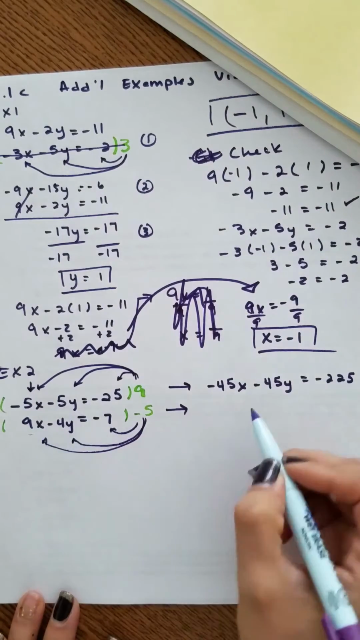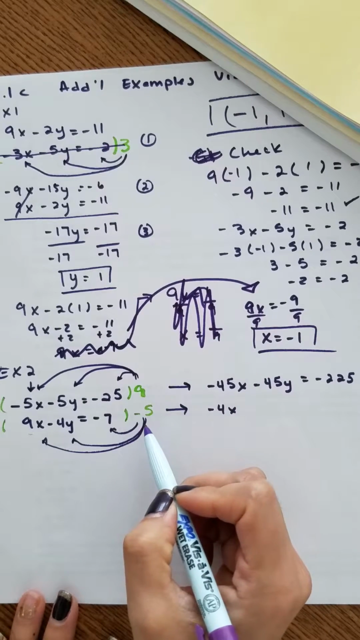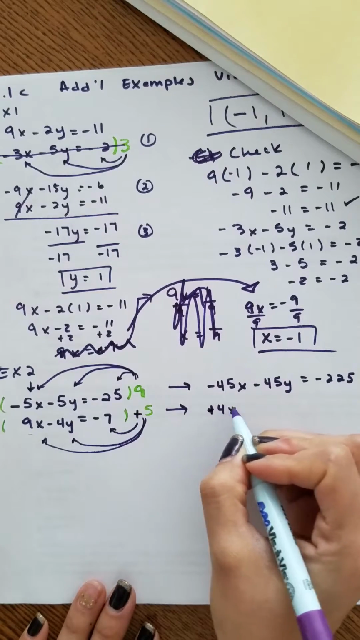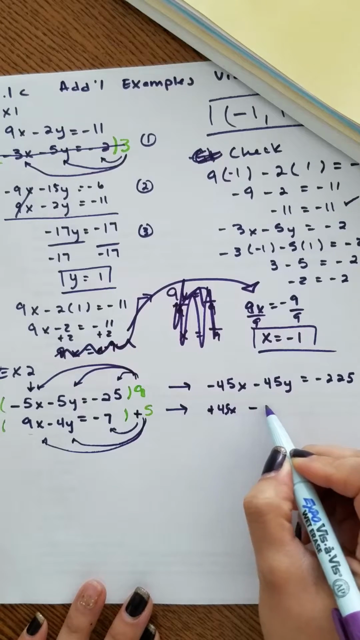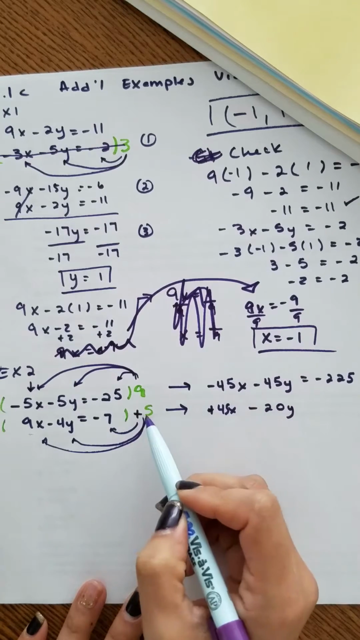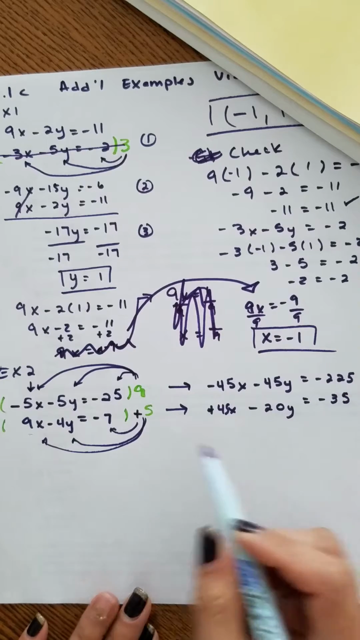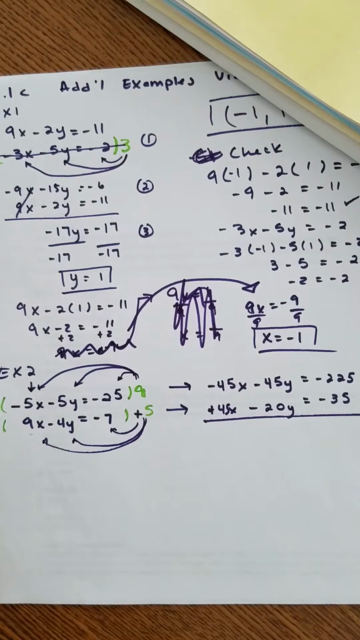9 times negative 5 is negative 45x. Oh, what happened here? I lied. Guys, this is going to be a positive. Okay, so that's going to be positive 45x. 5 times negative 4 is going to give you a negative 20y, and then 5 times negative 7 is negative 35. Okay, and then you're going to go ahead and combine those two terms.